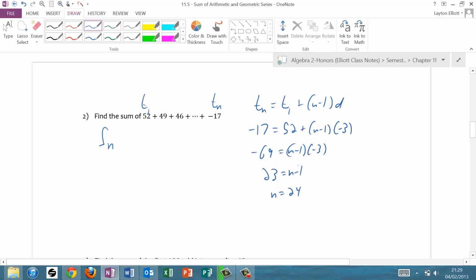So I now know that I'm doing S of 24. I'm doing the first 24 terms, because I'm pretty confident now that negative 17 is the 24th term. Then 24 over 2 times 52 plus negative 17. That simplifies to 12 times 35, and 12 times 35 is 420.